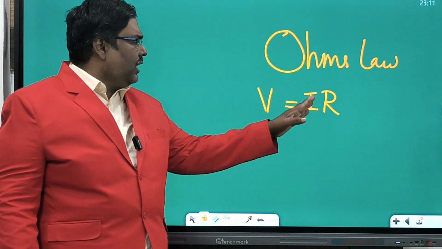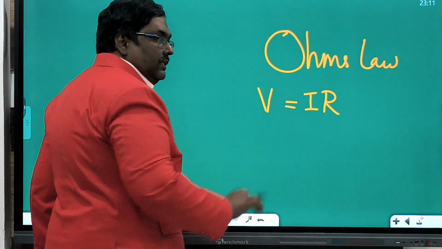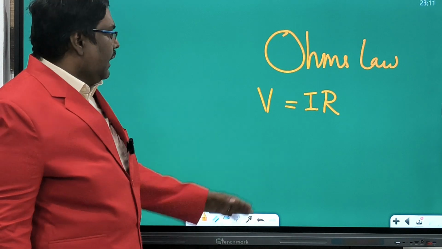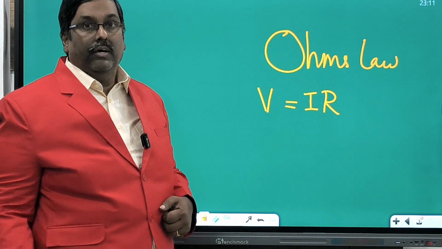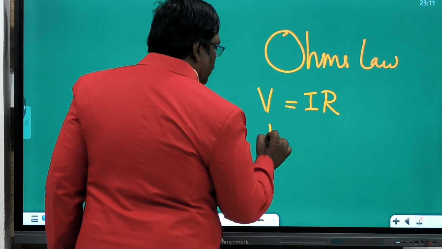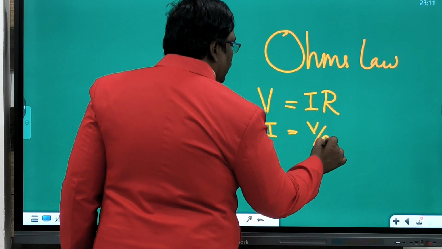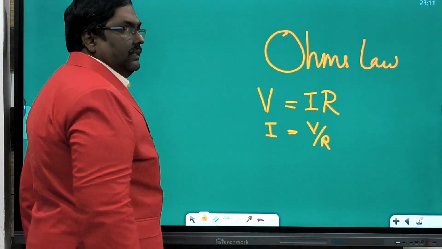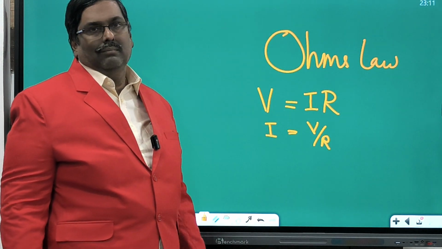With this formula, you can write anything. If you have a current and resistance, you can multiply and get the volt. Current should be in amps, resistance should be in ohms, and voltage will be in volts. The unit is very important. Suppose I want the current now. Replacing the parameters, current equals V by R.